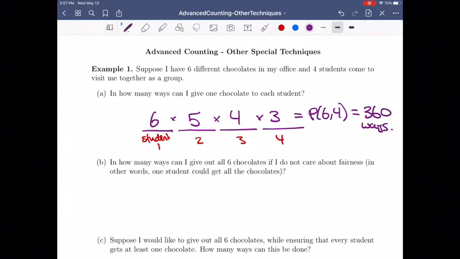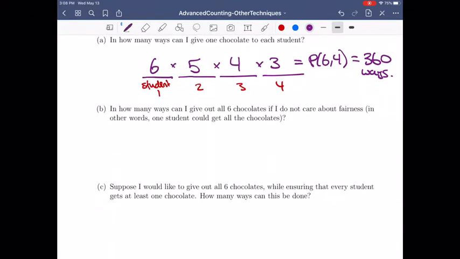Okay, now slightly different. What if I want to give out all 6 chocolates and I don't care about fairness? So one student could get all the chocolates. I could distribute them semi-fairly. I don't really care who gets what. So I could give my favorite student all 6 chocolates. Here, because I want to give out all 6 chocolates, and the people are the ones who could get more than 1, I want to break this down into 6 steps. Okay, so 1 step for each chocolate.